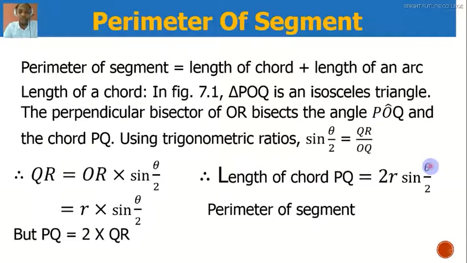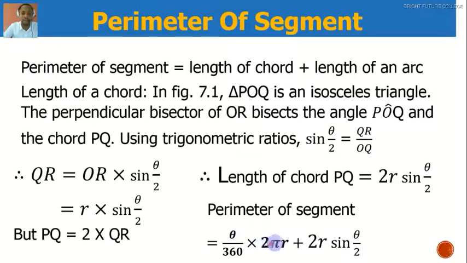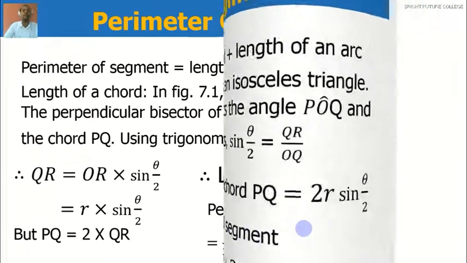Having gotten the length of a chord, let's now write the expression for the perimeter of segment. This is the length of an arc, that is a fraction of the circumference of the circle, plus the length of the chord in question. So this is the formula we are going to use to find the perimeter of segment.